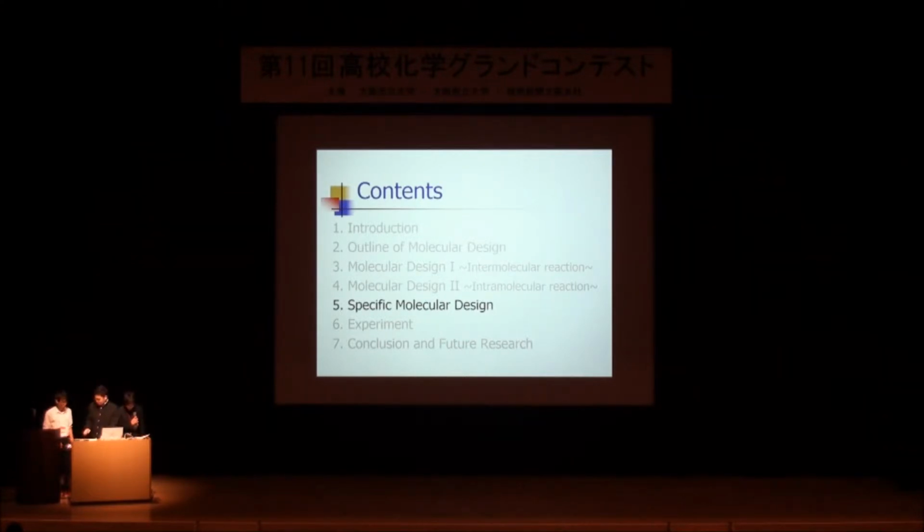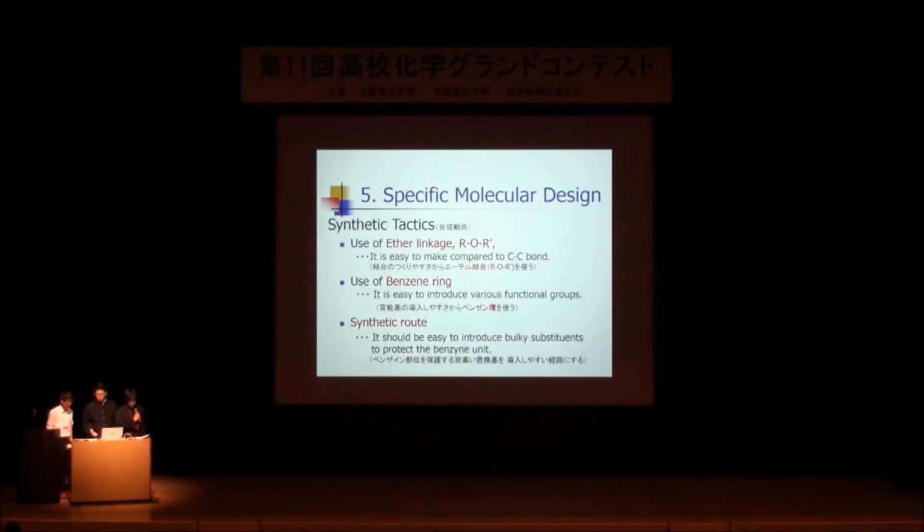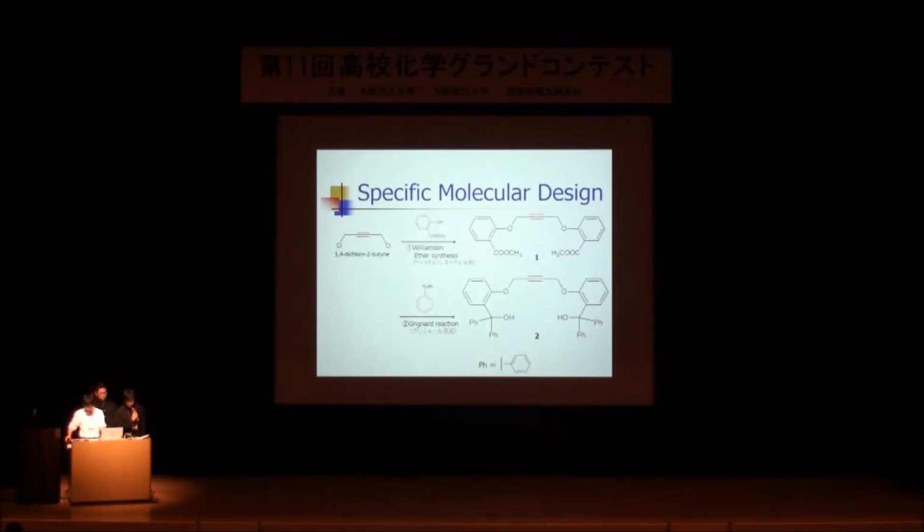Now we would like to explain the specific molecule design. To design the specific route, we discussed some synthetic tactics. We used ether linkage, which is easy to make compared to carbon-carbon bonds. Also, we use benzene rings to which it is easy to introduce various functional groups. Through this synthetic route, it should be easy to introduce bulky substituents. Here, you can see the synthetic route.